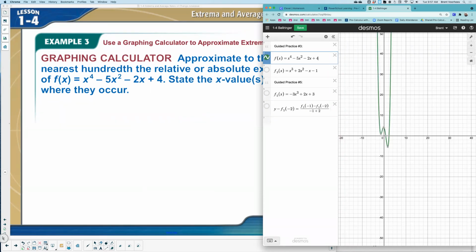Desmos is fantastic for doing extrema because you don't have to analyze the graph or anything you had to do in the old Inspires. On this, you just click.